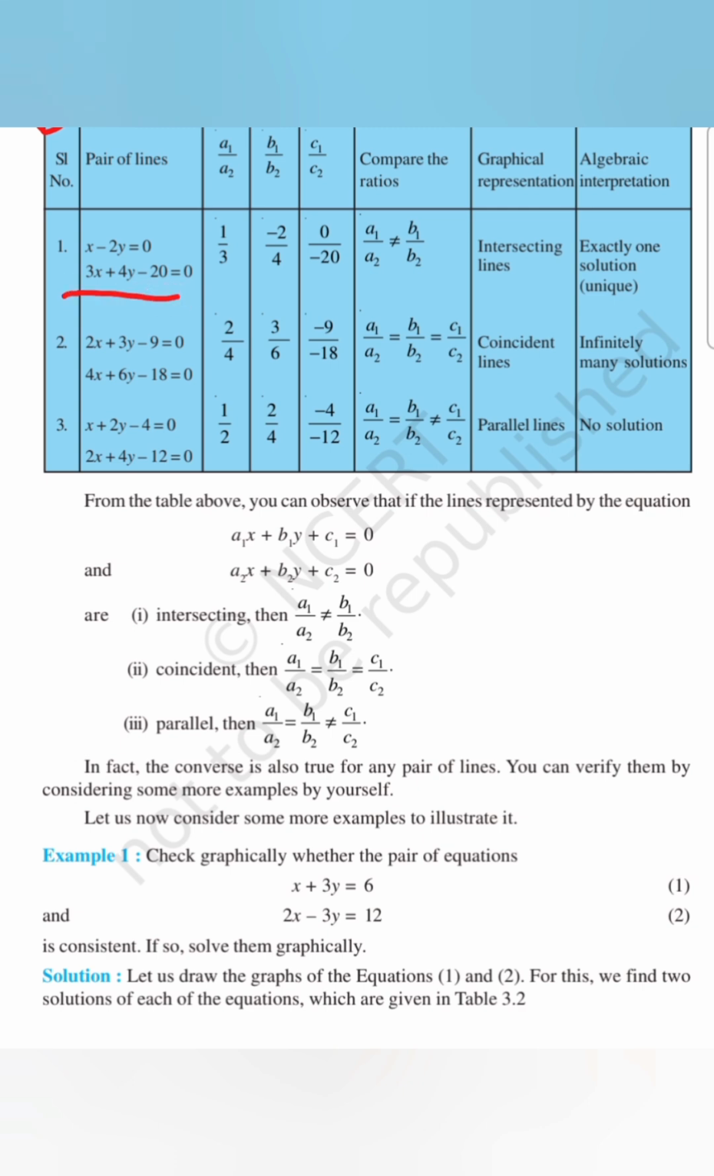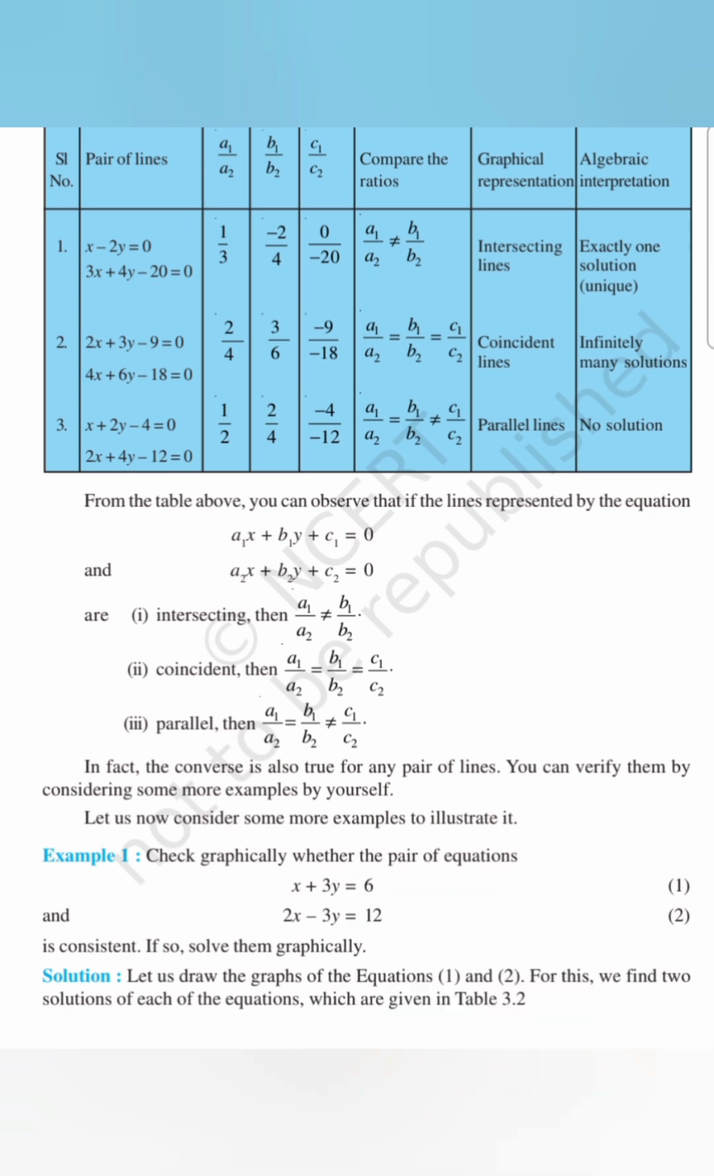You have these two equations in the first example: x minus 2y is equal to 0 and 3x plus 4y minus 20 is equal to 0. Always look for the coefficients of x. They'll be a1 and a2. So here a1 is 1 and a2 is 3. For b1 and b2, look for the coefficient of y. So here you have b1 as minus 2 and b2 as 4. And the constant terms will be c1 and c2. In the first equation, you don't have any constant term, so c1 is equal to 0. And in the second equation, you have c2 as minus 20.